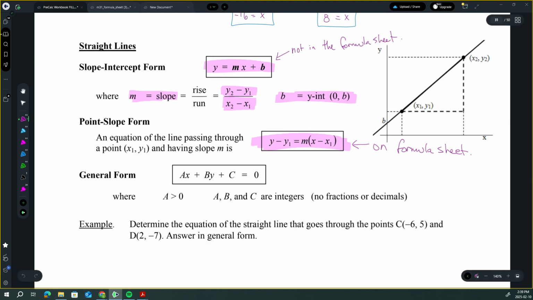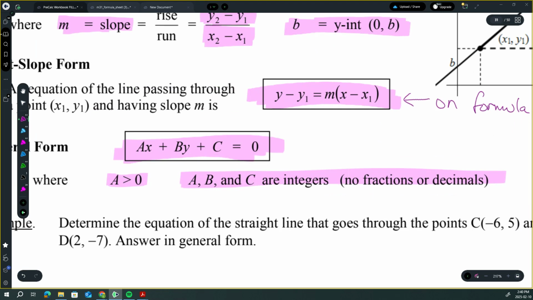All right, and then last but not least is general form. So there's a couple of conditions with writing your equation in general form. A is always going to be positive, and the values in the spots of A, B, and C, they're integers. So what that means is you're not allowed to have any fractions or decimals when you're writing something in general form. Okay, so let's also write a note here. A will be positive.